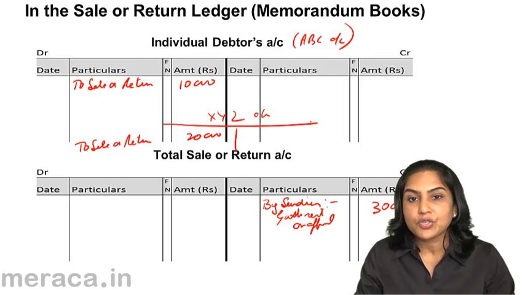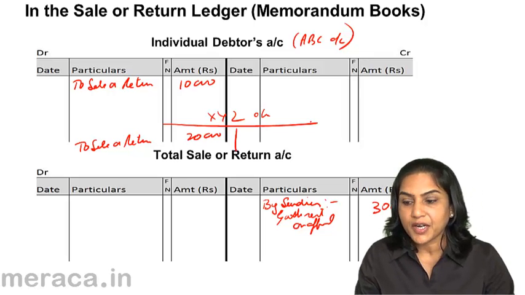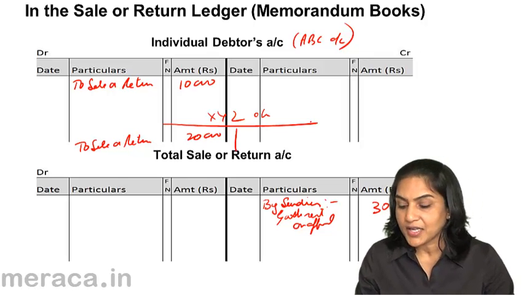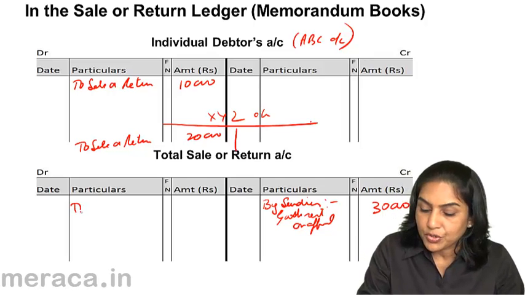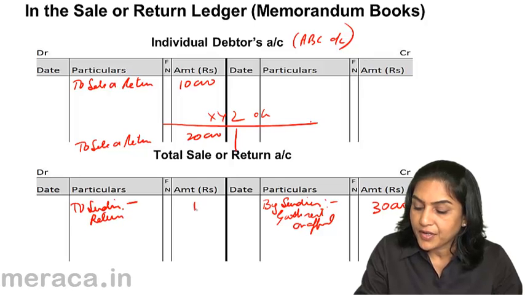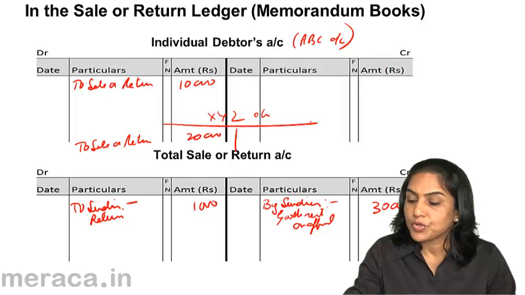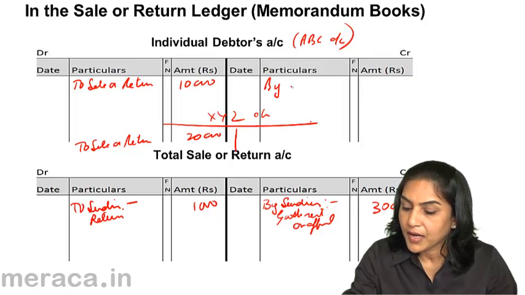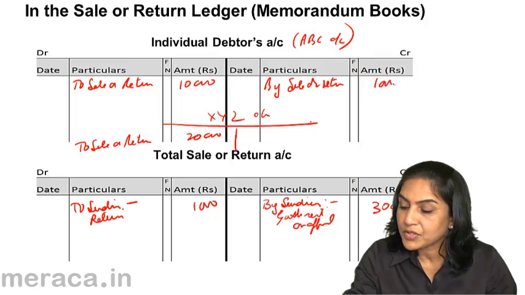For the 1,000 goods which are returned, we would debit the total sale or return account and credit the particular customer's account. We would say to sundries returned, goods returned would be 1,000. This would go to the by sale or return amount of 1,000.